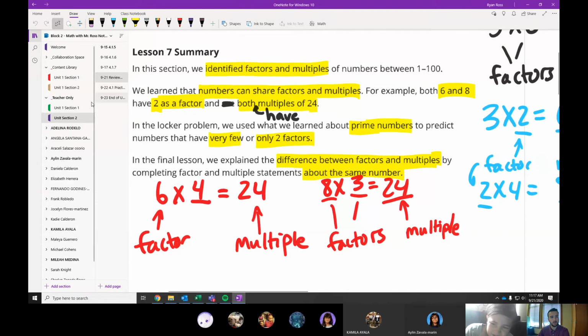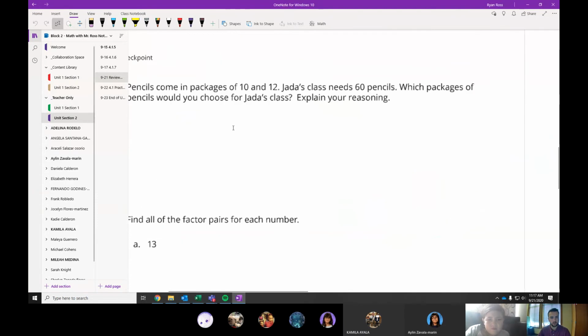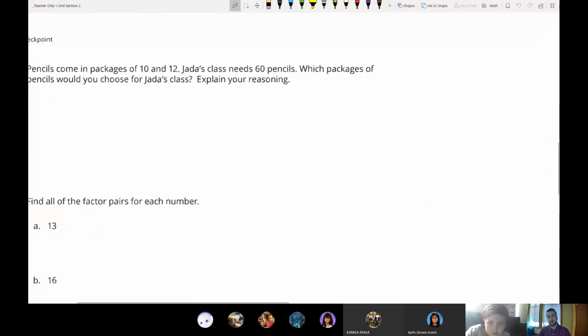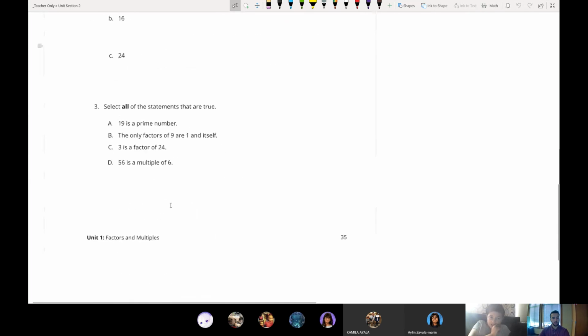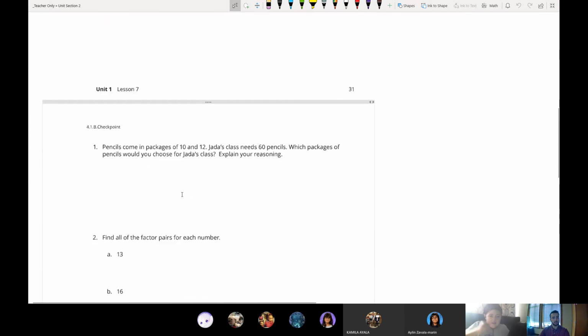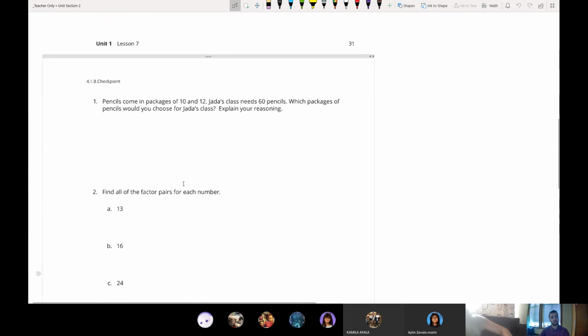So let me show you the quiz. Actually, I'll just scroll right down. So this is what the quiz will look like. Let me scroll over a little bit. Okay, there are 3 questions on one page. This is not in your workbook. It would be in your packets if you have it, and it would be on Teams too.